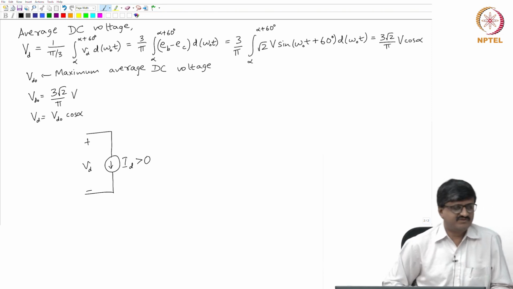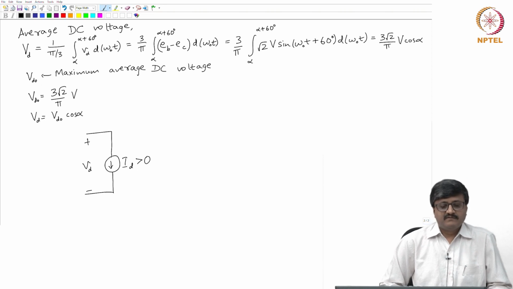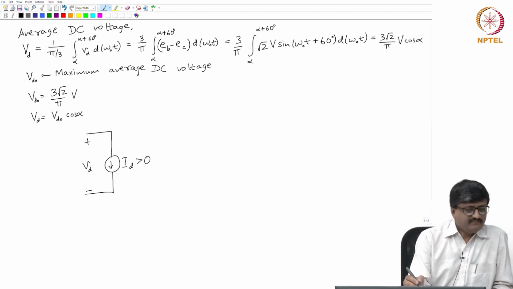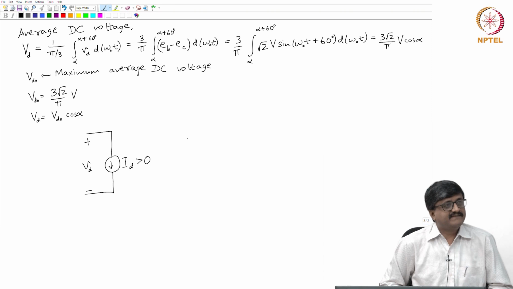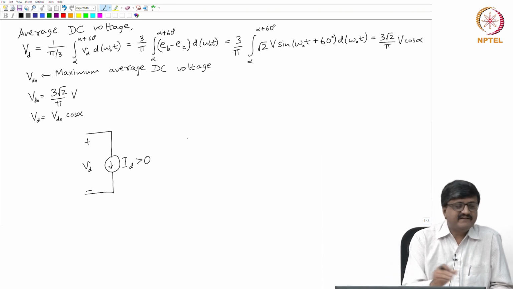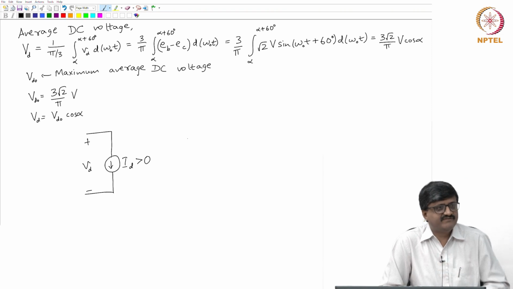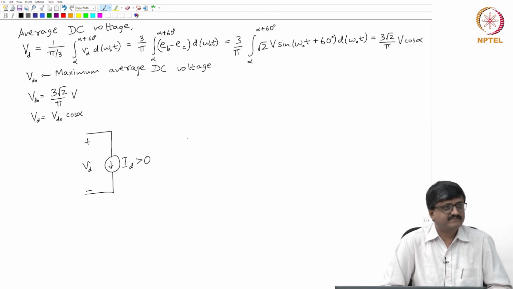It is a current source. ID is positive. So, that means the converter acts as a rectifier if the average power is flowing from the AC to DC side. That is the definition of rectifier.